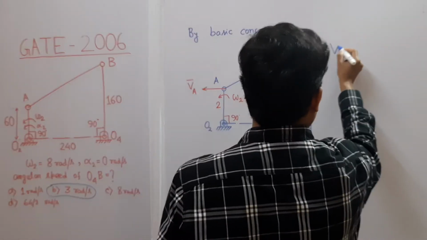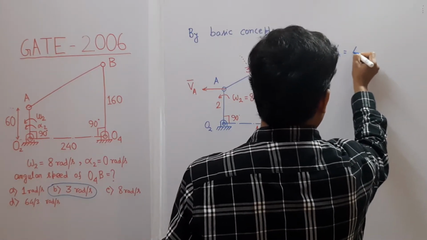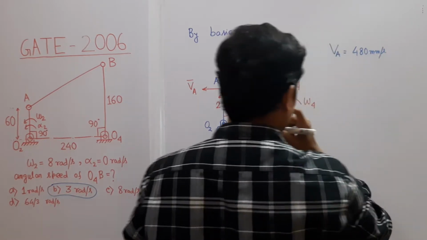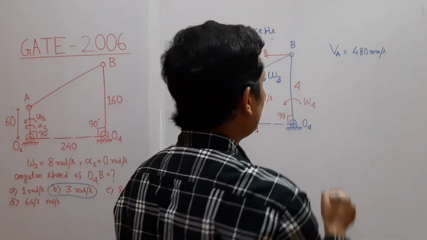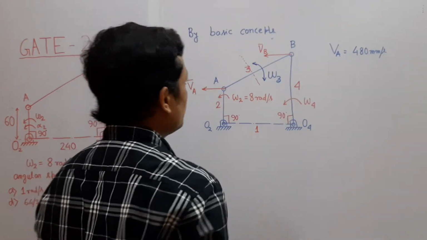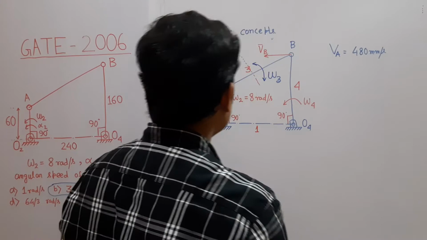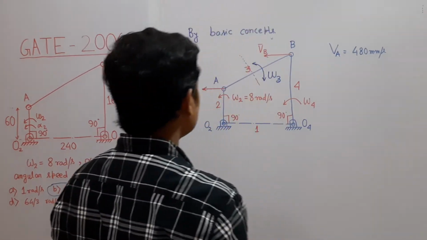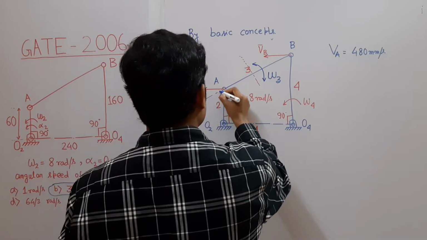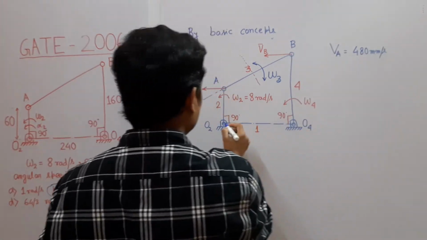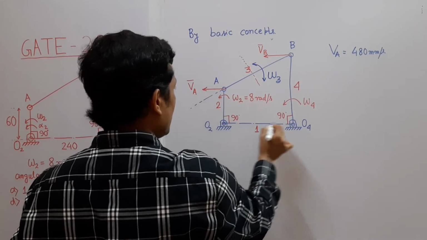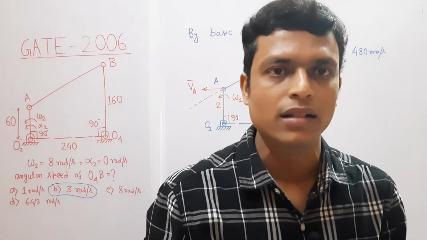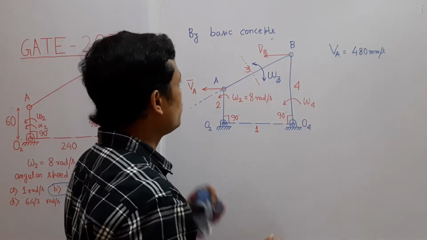So VA you have to find out, that is 480 millimeter per second. We have already determined, that is omega 2 into O2A. Now direction of VB and VA are same. Direction of VB and VA are same because both are perpendicular to O2A and O4B, and O2A and O4B are in same direction, they are parallel. So direction of VA and VB will be same.